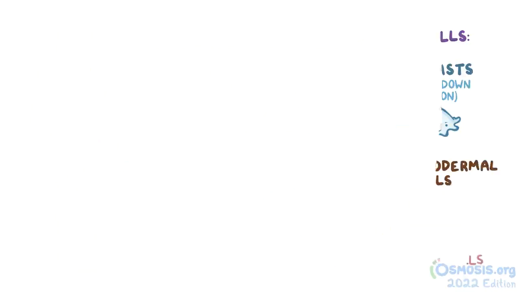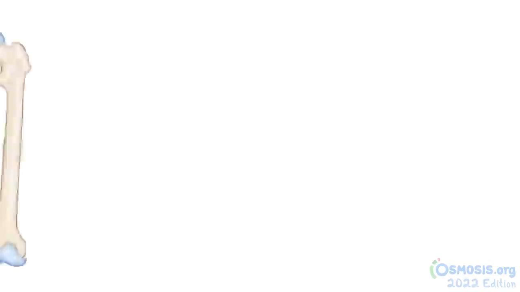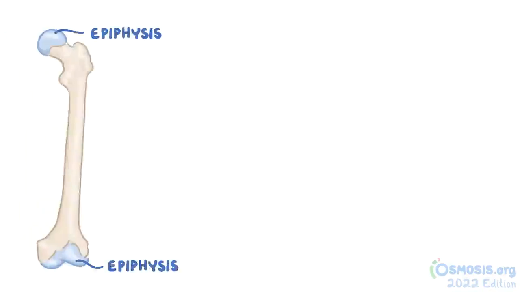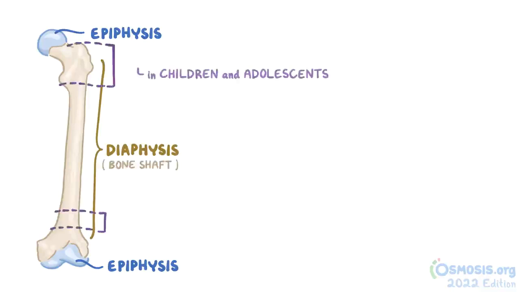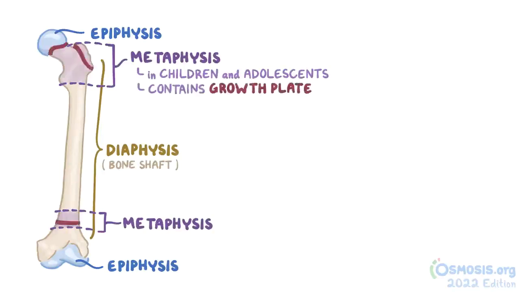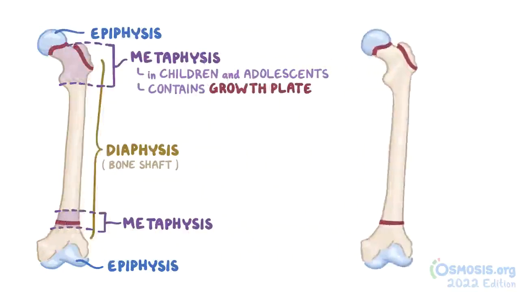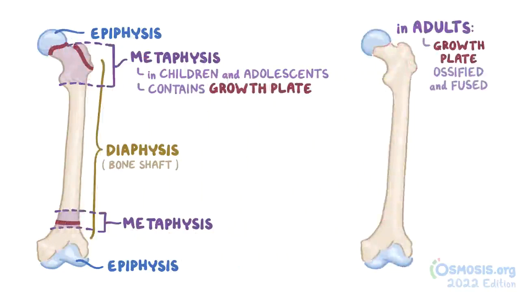Now, in terms of anatomy, looking at a long bone, like the femur, it has 2 epiphyses, which are the ends that contribute to joints with other bones. Between the 2 epiphyses is the diaphysis, also called the bone shaft. In children and adolescents, there is an additional narrow portion between the epiphyses and the diaphysis called the metaphysis. The metaphysis contains the growth plate, the part of the bone that grows during childhood. In adults, the growth plate has ossified and fused with the diaphysis and the epiphysis.